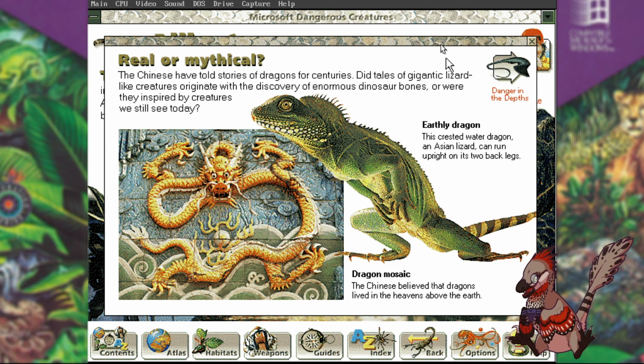All right. Earthly dragon. This crested water dragon, an Asian lizard, can run upright on its two back legs. Dragon mosaic. The Chinese believed that dragons lived in the heavens above the earth.